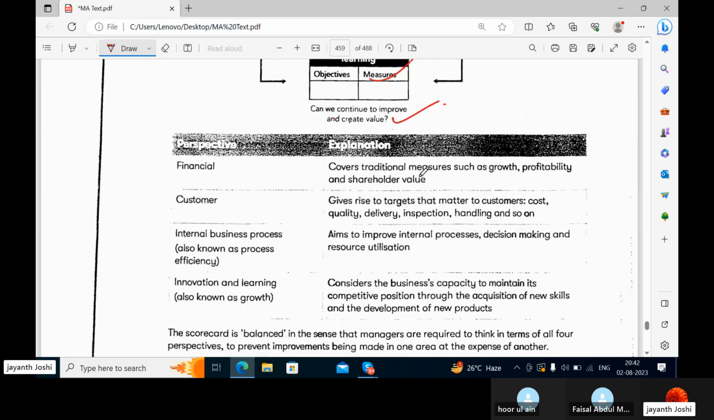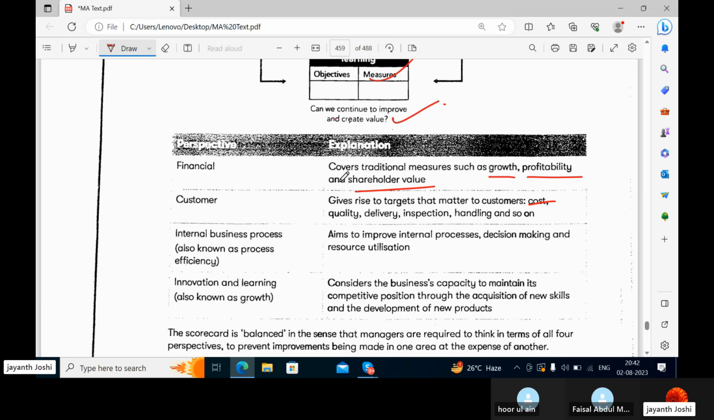Financial covers traditional measures such as growth, profitability, and shareholder value. Financial is always about how the wealth of the shareholders can grow, how high the profitability can be, and how the shareholder value can be enhanced. That means whatever investment they have made, its value can be increased. Customer gives rise to targets that matter to customers. You always want to satisfy your customer. The objective is to keep customers happy and satisfied.